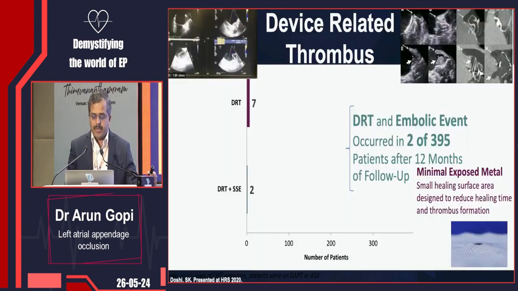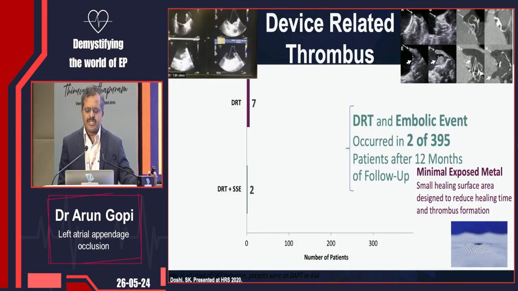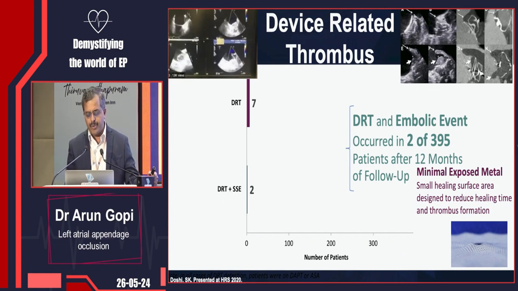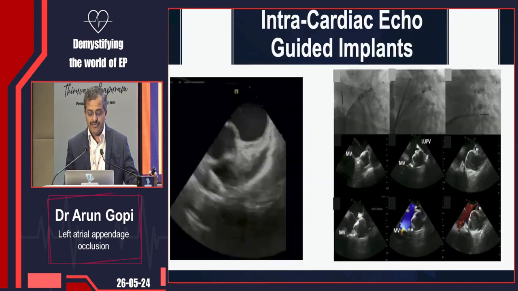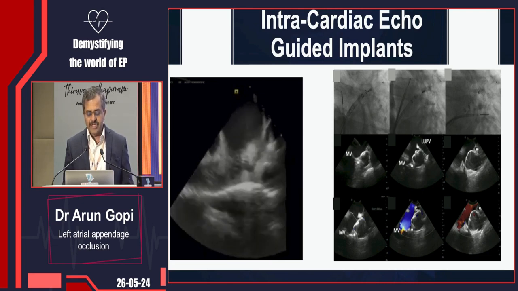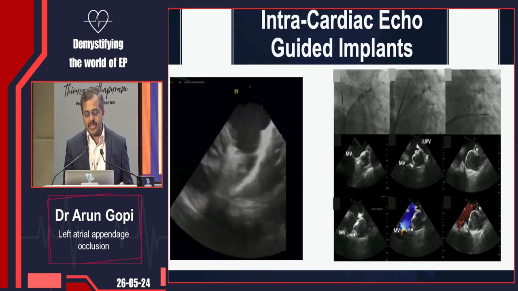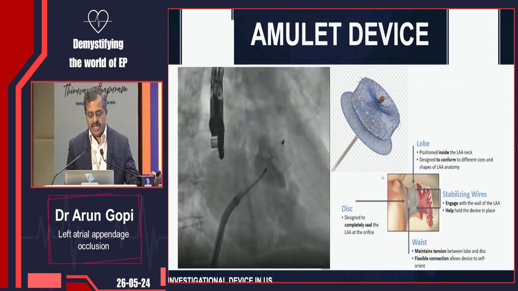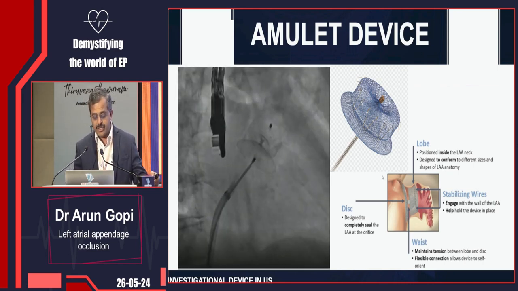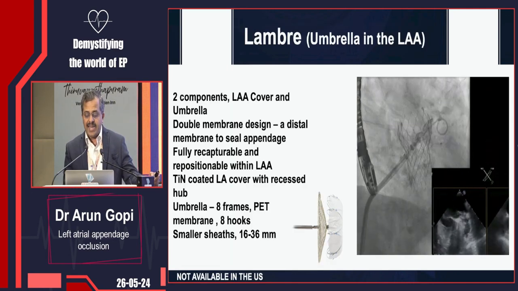One concern which is upcoming is device-related thrombosis, which has been reported in about 2 in 395 patients. Again, it happens in patients who have permanent AFib, very high CHADS score, very large LA diameters, and low ejection fraction. All these procedures, as shown, we conventionally do with TE, but can also be done with intracardiac echo guidance as well. And this is the Amulet device, which is available with us now from Abbott. And this is the Lambre from LifeTech, which is also available with us.